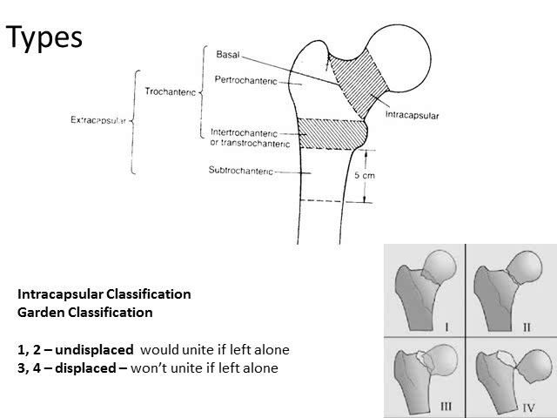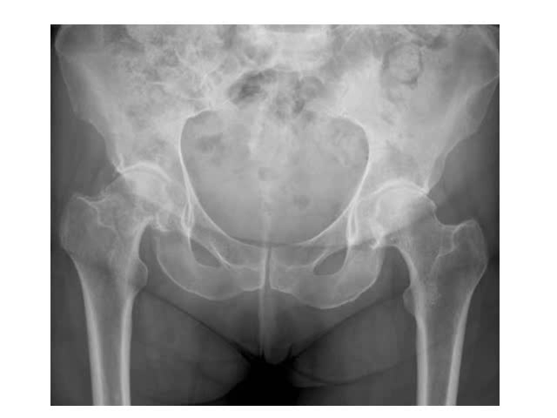Now for extracapsular ones, that's basically any break that's down here. They need dynamic hip screws that basically work by being able to move within the joint. Okay. Can anyone spot which side the fracture's on?